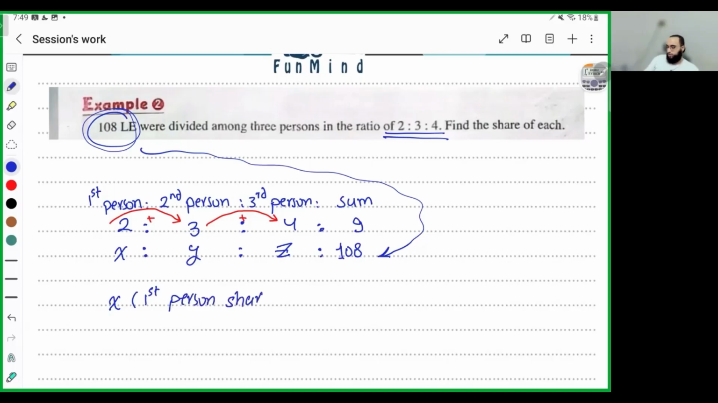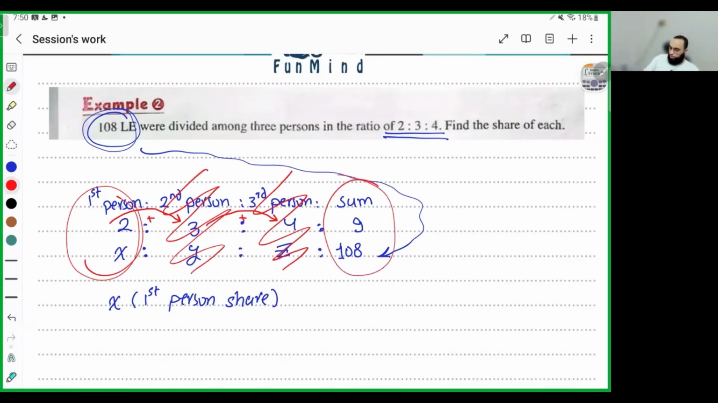Make a cross multiplication. If you want to get this part, get rid of the other parts and make a cross multiplication. 2 times 108 over 9.